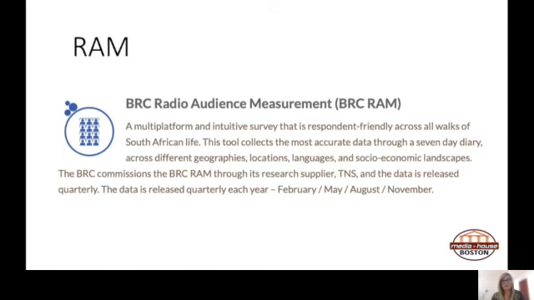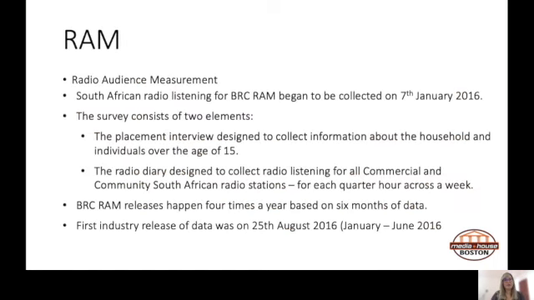So those are the three people that use these data on a day-to-day basis: the broadcasters, advertisers, and advertising agencies. Last but not least, the academic researchers. Okay, if we look at a little bit of history about the radio audience measurement, the South African radio listening for BRC RAM began to be collected on the 7th of January 2016. Very specific date, I know, but it's out there, so we have it.